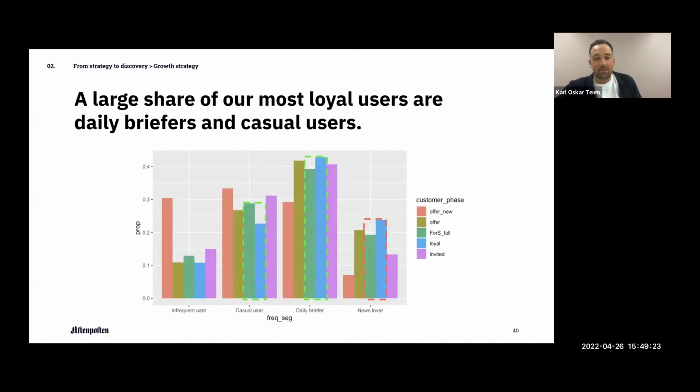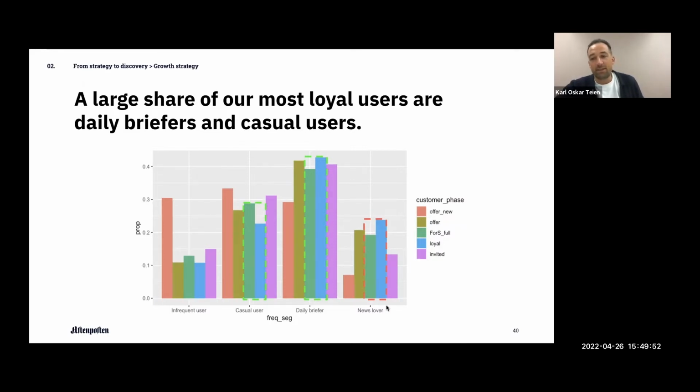And that brings up some interesting questions. Now, this gets pretty advanced, but I think it's interesting if you have an insights team that can do this. Of course, that's really valuable. What you're seeing here is we are combining 2 data sets. So one data set is what I just talked about. How often do people visit? So we see that from infrequent user to news lover, those are all the different segments.